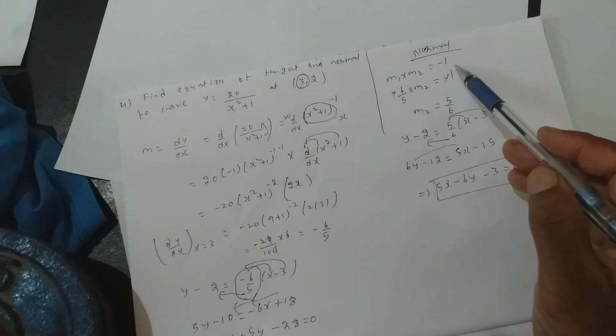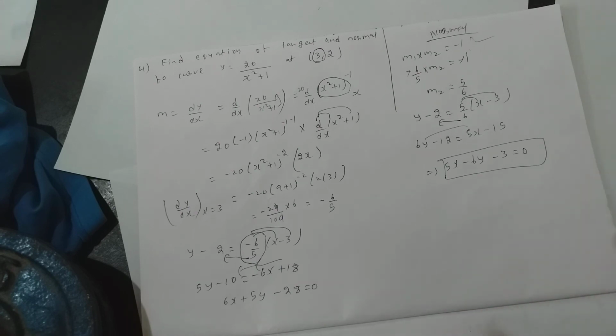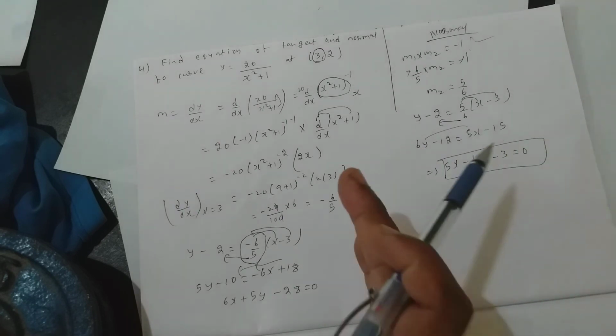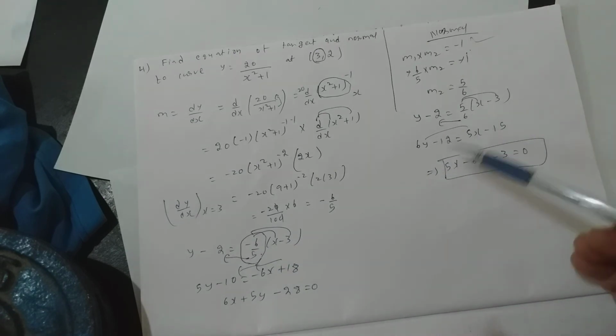For the normal, if you consider this one thing, the rest all will come correct. Am I clear? Only the slope is the difference between the tangent line and the normal line. Here minus 6 by 5 and here 5 by 6. That is the only difference.